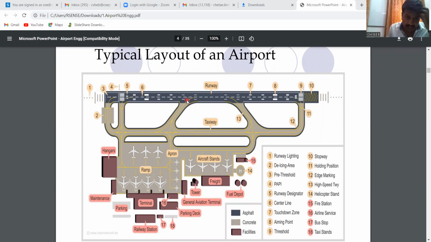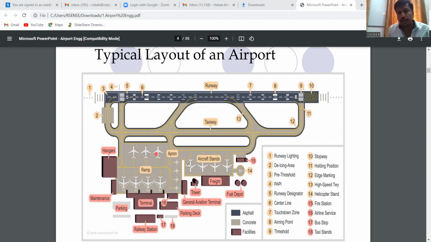and which is utilized to take the turn and take that aircraft maybe to the apron region or maybe to the hangar region. Okay, the apron, which you see as aircraft stands: the apron is the area where aircraft are parked. That is called the apron. Where we are going to park our aircraft, that portion we call the apron.